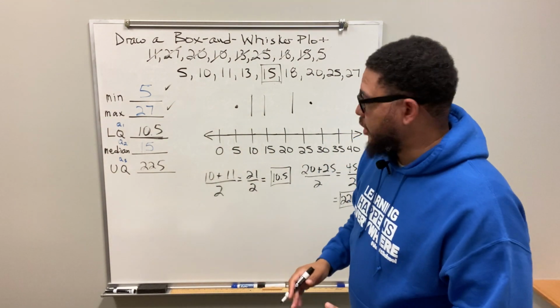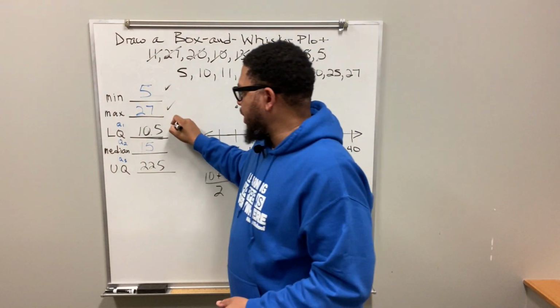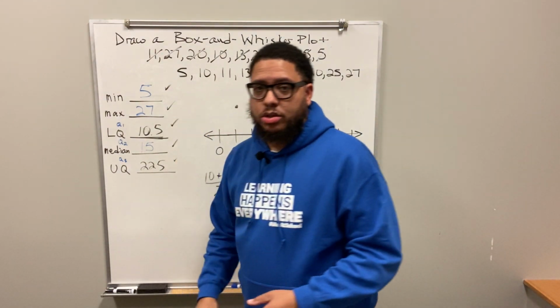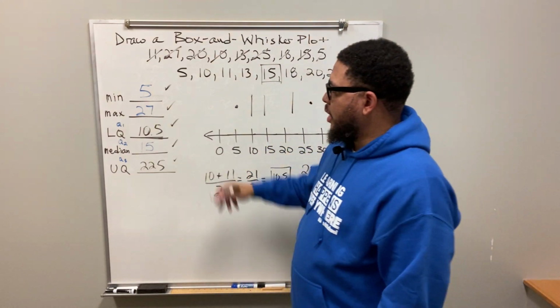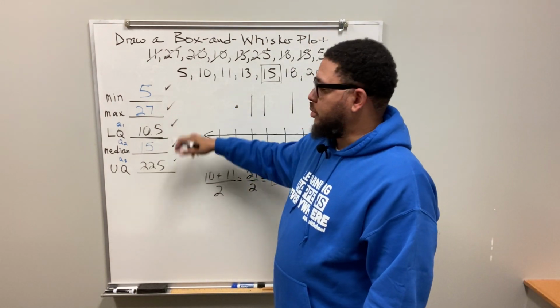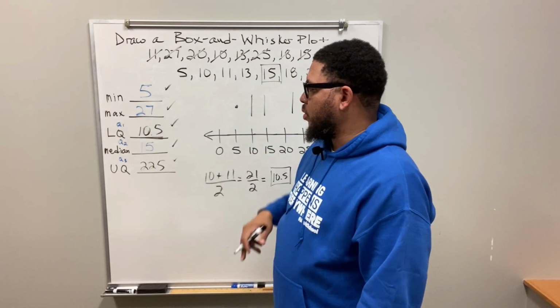Now the way you finish it, you got your 2 dots and your 3 bars. Remember that. 2 dots, 3 bars. A dot for the minimum, a dot for the maximum. A bar for the lower quartile, a bar for the median, a bar for the upper quartile.